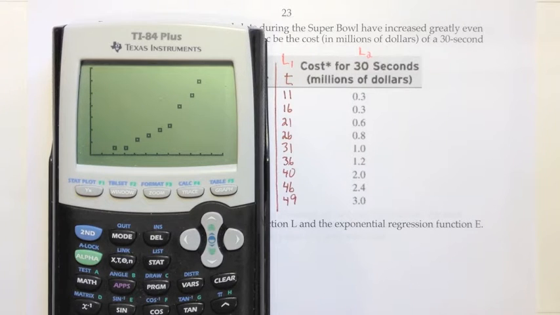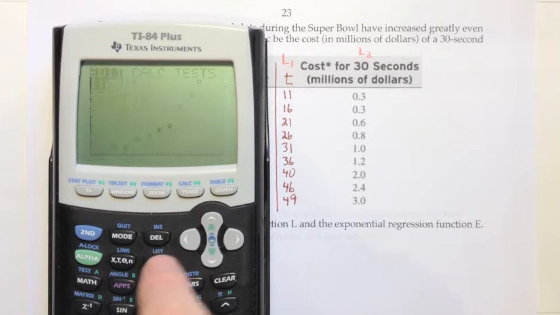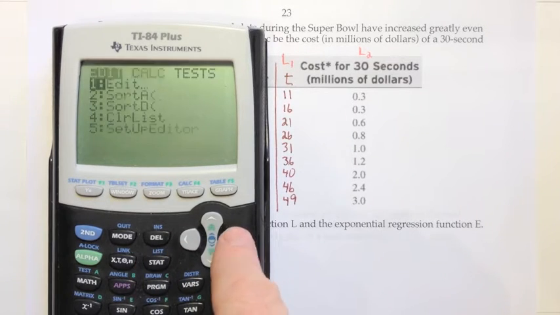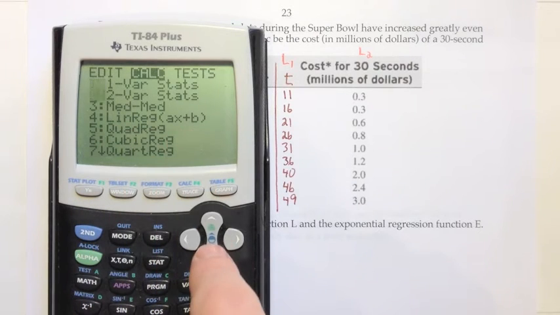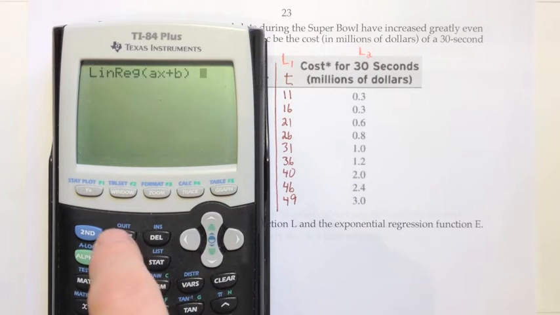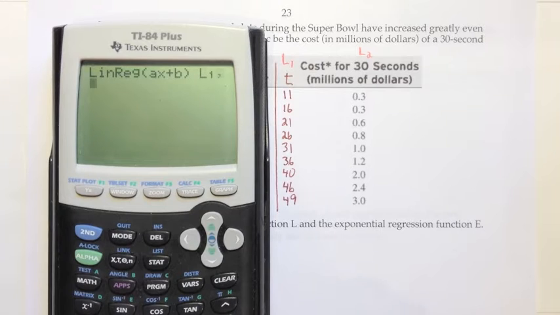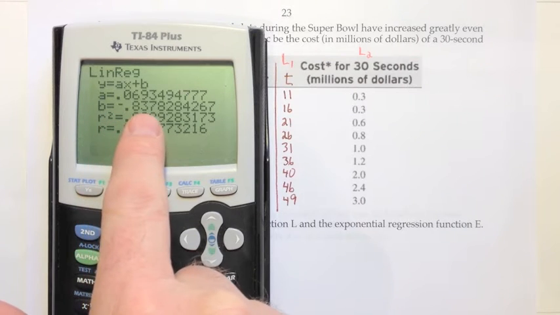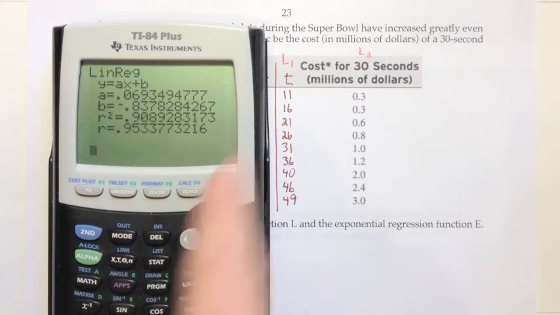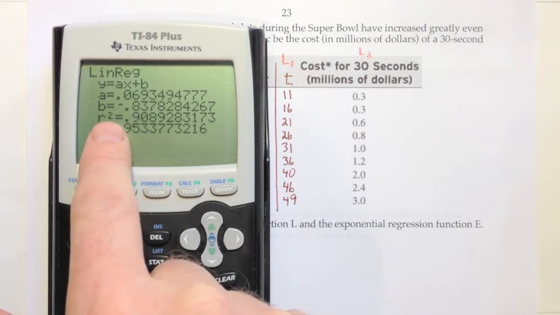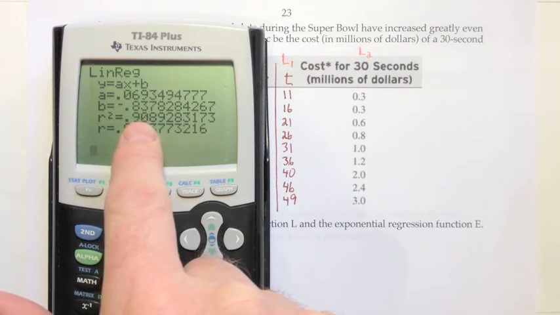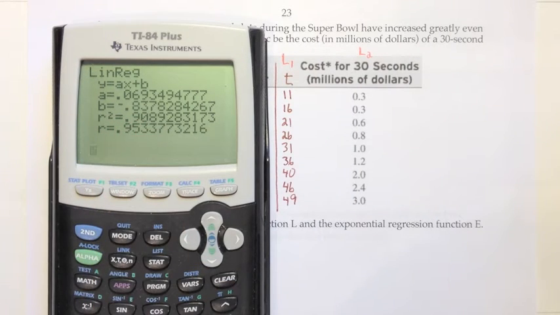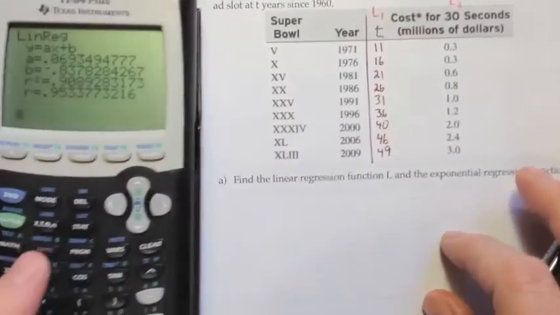In any case, they want me to do both. So I'll start off with the linear regression function. So stat, calc, linear regression, number 4, and my data is in L1, comma, L2. So it looks like for the linear regression, we get a slope of 0.069349 and so on, and the intercept is -0.8378. Alright, so let me write those down.